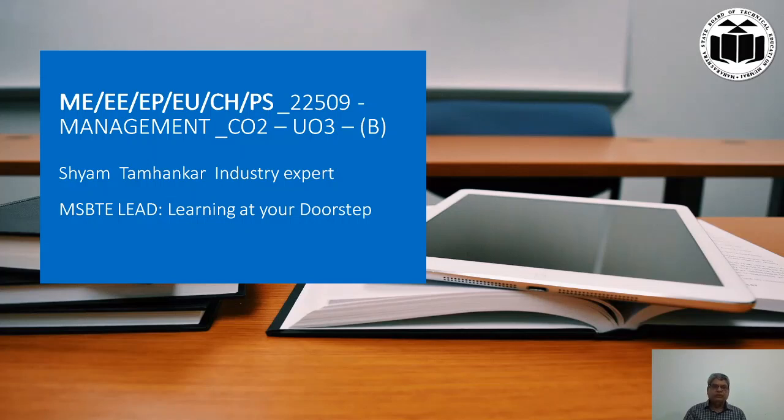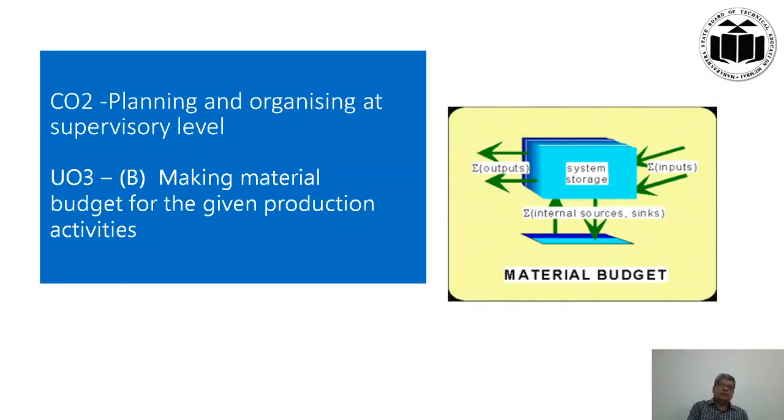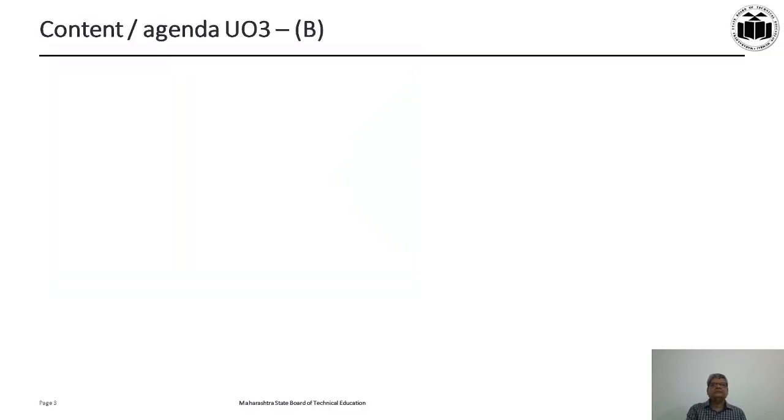Now we are going to deal with course outcome 2, unit outcome 3, part B of the subject management code 22509. So unit outcome 3, part B deals with making material budget for the given production activities.